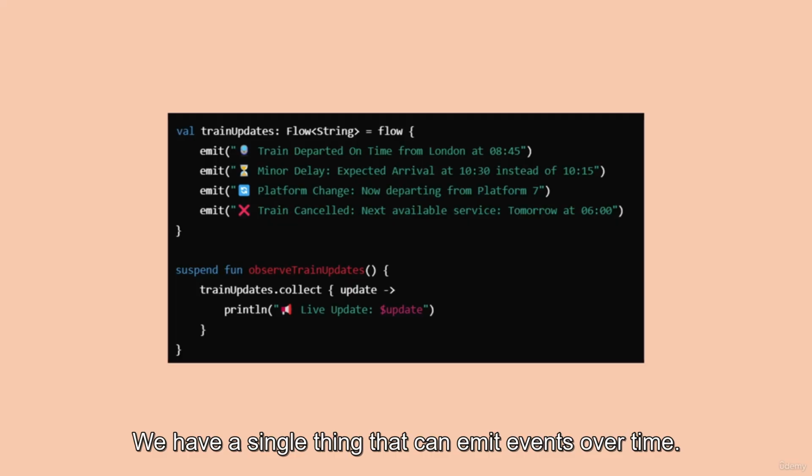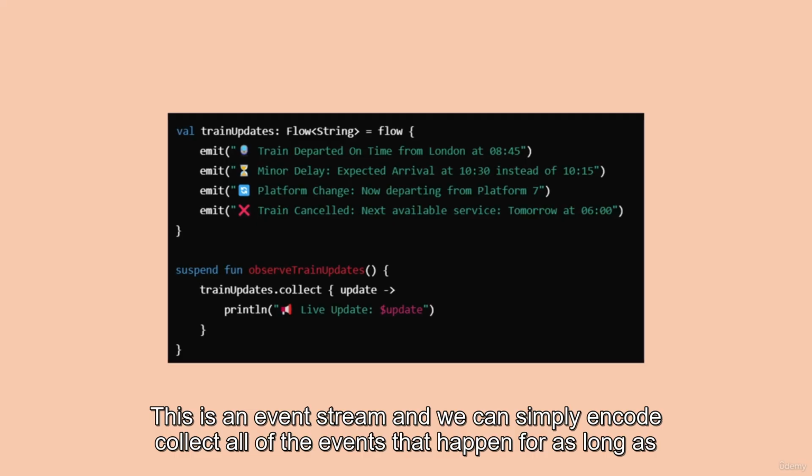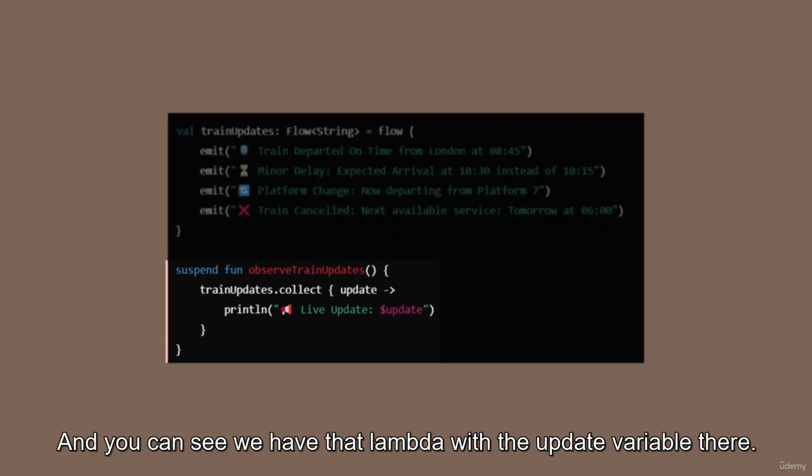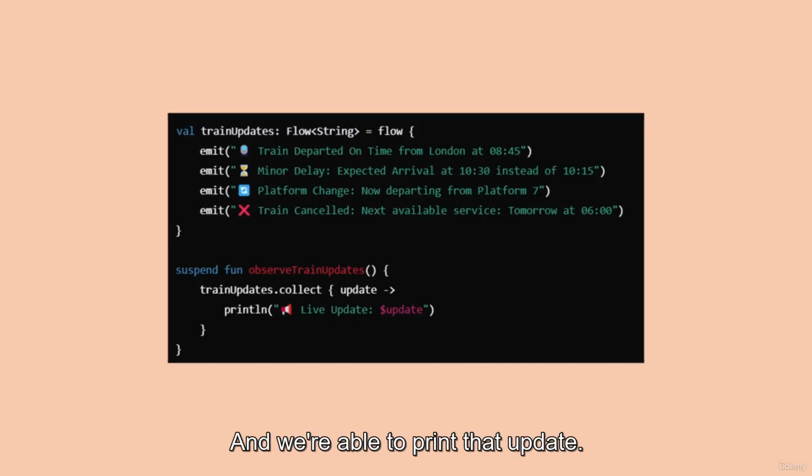We have a single thing that can emit events over time, our train updates flow. This is an event stream. And we can simply, in code, collect all of the events that happen for as long as they happen. And you can see we have that lambda with the update variable there. So whenever there's a new event, we're going to collect that. We're going to react to that, and we're able to print that update.